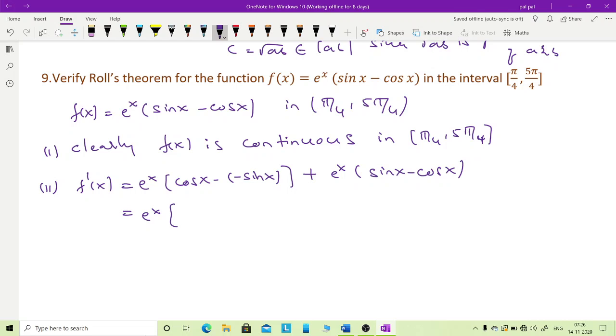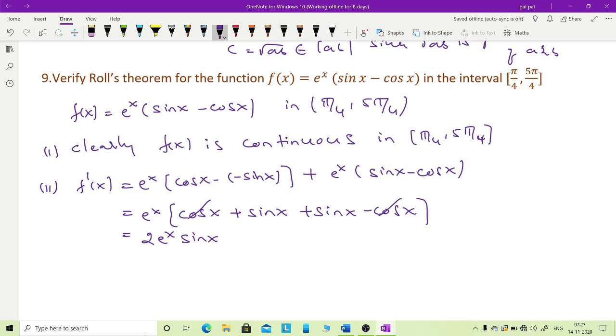Which is equal to e to the power of x, which is common in both the terms. You take it as a common factor outside. So cos x minus of minus, plus sin x, and plus sin x minus cos x. Here minus cos x and plus cos x cancel. Remaining is sin x plus sin x, which is 2 sin x. It is 2 into e to the power of x sin x. This is f dash of x.